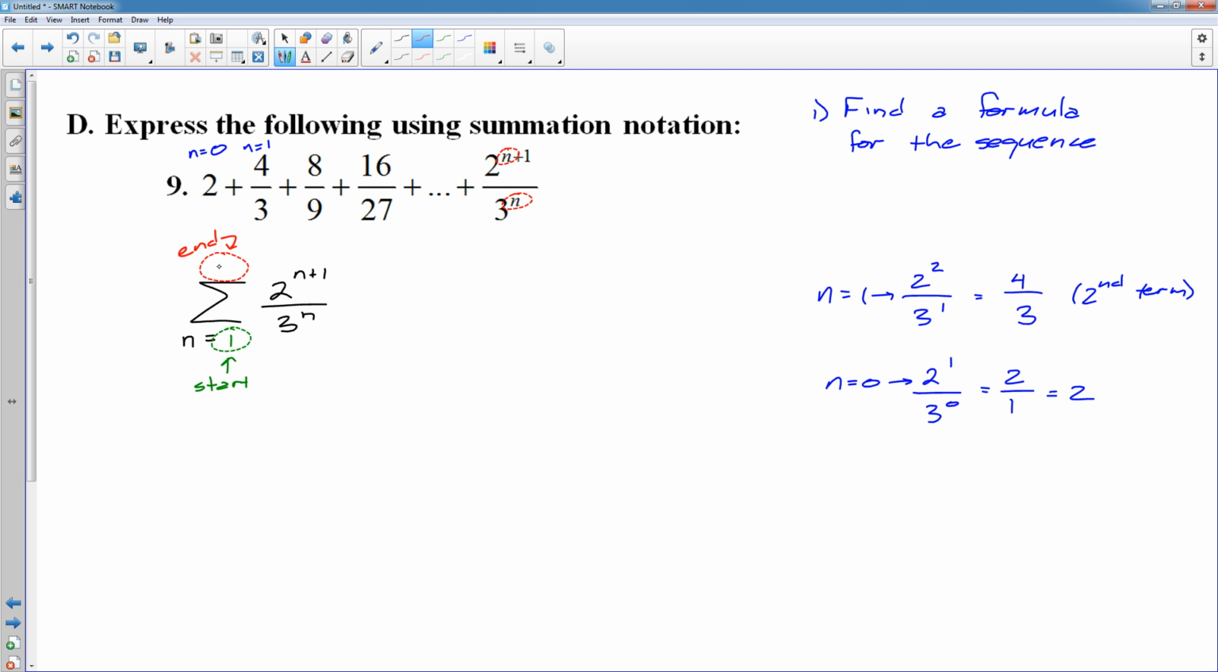So I'm going to stop with n. So I'm going to plug in 1, then I'll start. What did I just do? This is a mistake. I start by plugging in 0, not 1. N equals 0 gave me my first term. So I'm going to start with n equals 0.